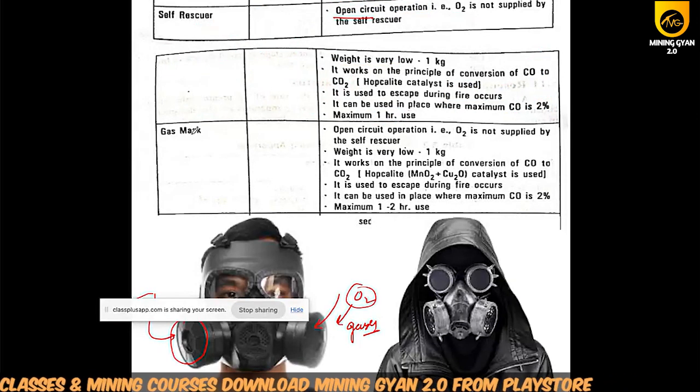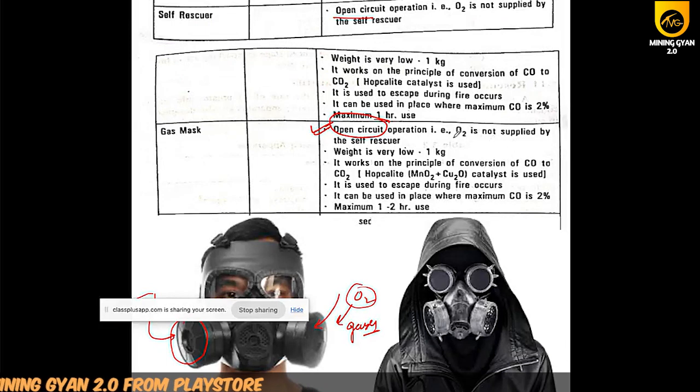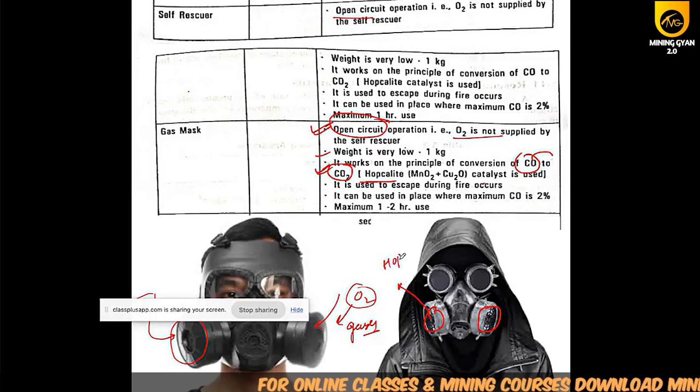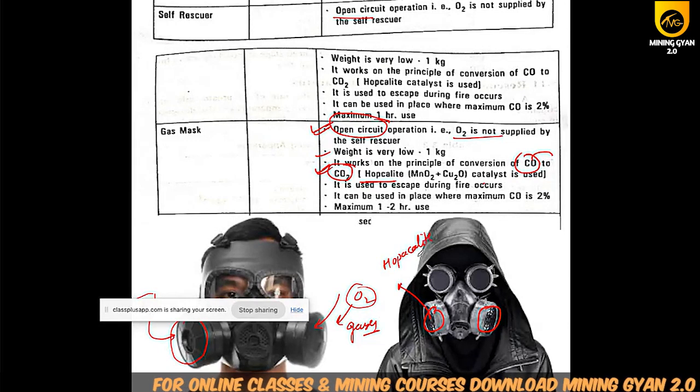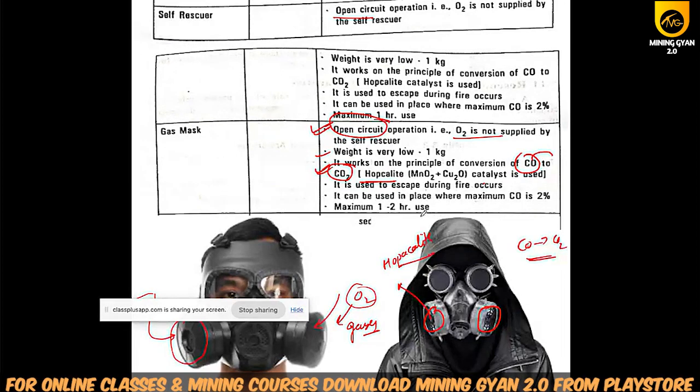Then we see the gas mask. The gas mask is also based on open circuit, so it also does not provide oxygen supply, and its weight will also be lesser. Its principle is also that carbon monoxide will convert into carbon dioxide, and Hopcalite catalyst is used. So Hopcalite will convert CO into CO2. Both are similar.